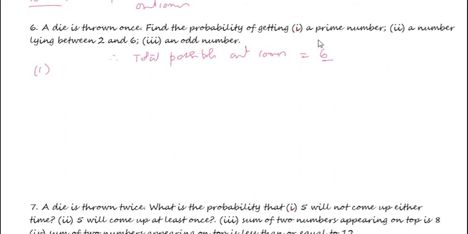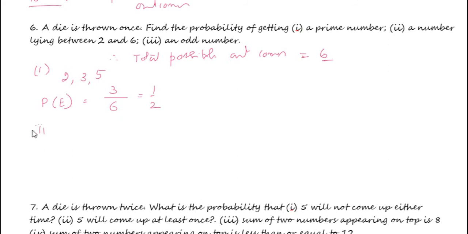Now let us take the first one. A prime number. So which are the prime numbers in this? From 1 to 6, 2 is a prime number, 3 is a prime number, 5 is a prime number. Therefore, probability of this event is favorable outcomes, that is 3, divided by the total possible outcomes, that is 6. So answer is half.